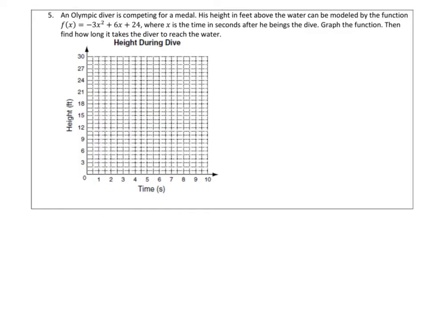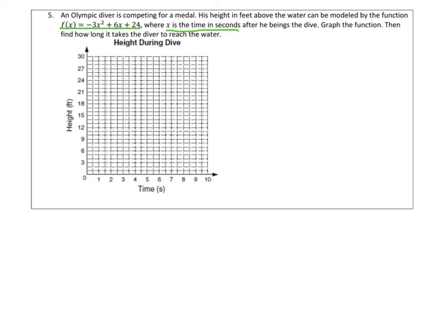Number 5 is a word problem that says an Olympic diver is competing for a medal. His height in feet above the water can be modeled by the function f of x equals negative 3x squared plus 6x plus 24, where x is time in seconds after he begins the dive. Graph the function, then find how long it takes the diver to reach the water.